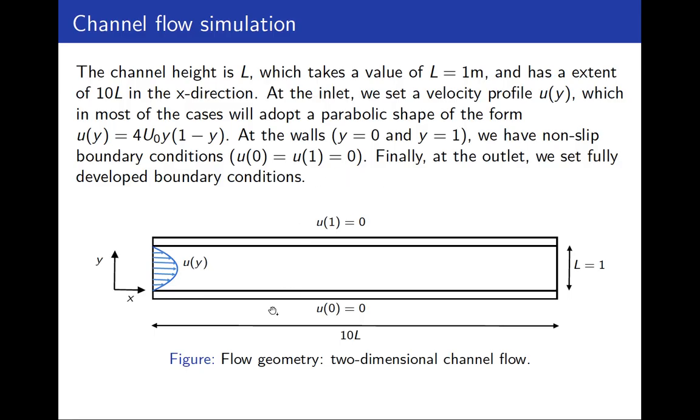And then in computational fluid dynamics, we tend to impose a velocity. In this case, we impose a parabolic shape, which will adopt this form. So in CFD, we impose this velocity here at the inlet, and then we solve the equations with time and with position. And then at the outlet, we set fully developed boundary conditions. That means that quantities such as velocity are not going to change at this point.